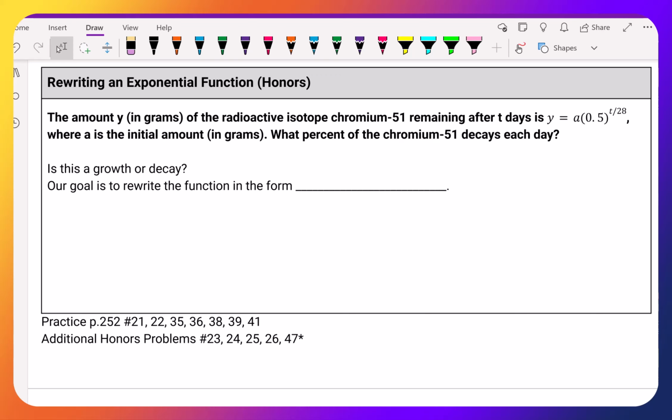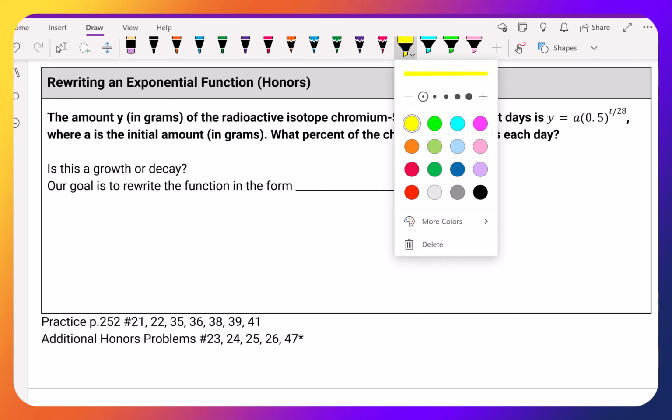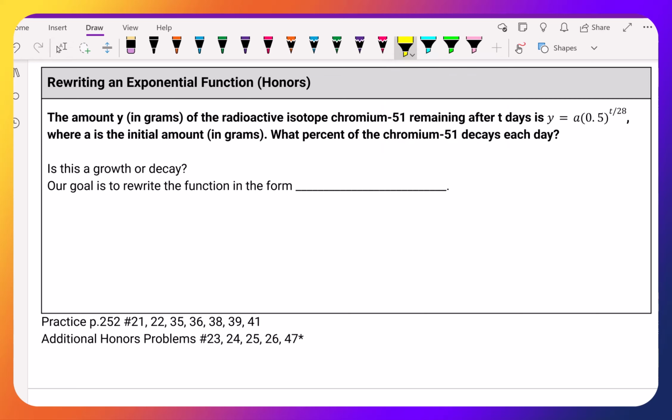So what they're wanting us to do is manipulate this equation here, and you notice it says y equals a, and it doesn't give us our original amount. It just tells us that our decay is going to be 0.5. So what I'm going to do is I'm going to make a statement. I'm going to say that that is a decay. Since it's a decay, what we want to do is we want to write it in the form of decay. So if you see, it's actually got t divided by 28 as the exponent, okay?